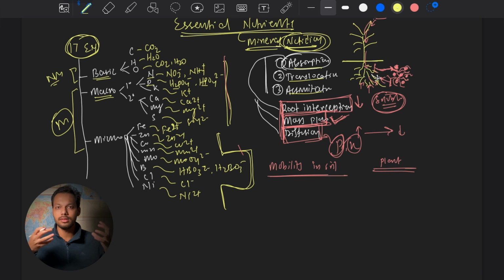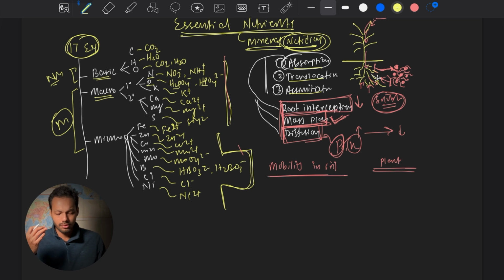Translocation means after they enter the root system, they translocate to different parts of the plant. It may be active translocation and passive translocation. So translocation is basically nothing but the movement of the nutrient inside the plant system. Then assimilation means how these nutrients, after they get into the plant system, are being utilized, whether they are utilized in the form of cofactor in different enzymatic activity, or as a constituent in different biomass. How they are being assimilated in the plant system is called assimilation.